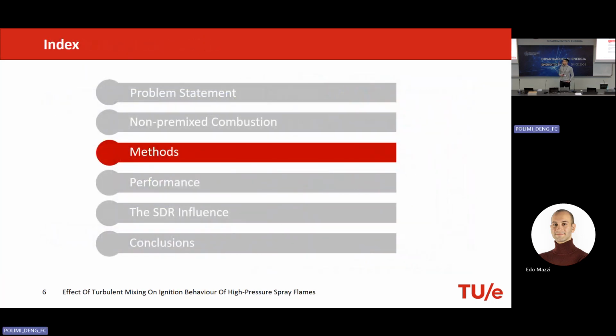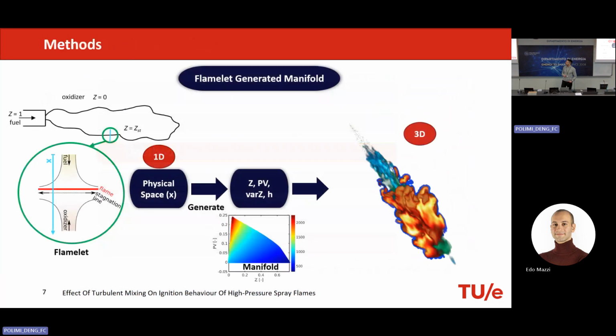So for the methods that we use to analyze the problem, first, as a combustion model, we used the flamelet generated manifold. As the name says, it is a flamelet-based model. Therefore, the time scales of the chemical reactions are far smaller compared to the time scales of the turbulence acting on the flame. And so we can actually represent the flame as an ensemble of one-dimensional flames.